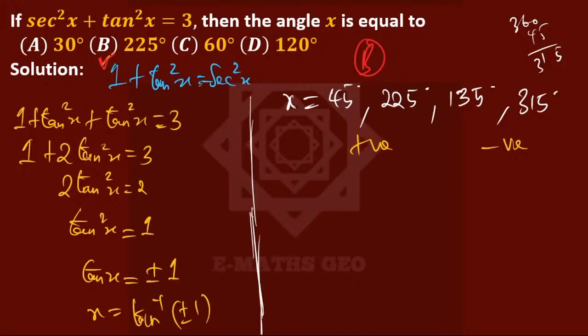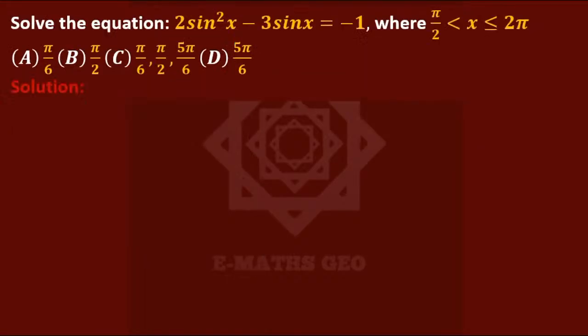So let's move to the other question. We are asked to solve this equation. But first of all, look at the range of x, which is in radians. You should know that in trig, pi radians is equal to 180 degrees. So this is just 90, it's less than x and less than or equal to 360 degrees. So in trig, pi means 180 degrees.